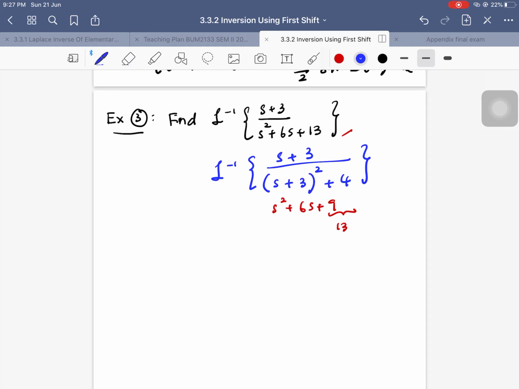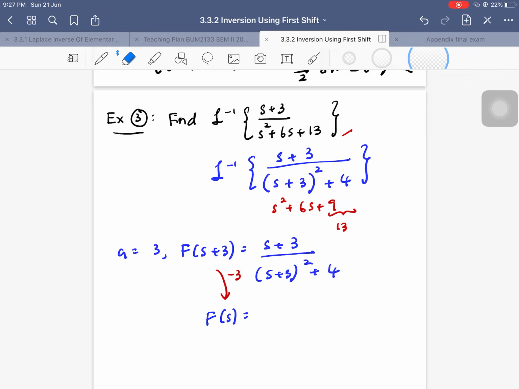Alright, so let's start with the calculation. First of all, I identify here my a value is going to equal 3. So my function f of s plus 3 is going to equal s plus 3 over s plus 3 squared plus 4. It's going to be very simple. And then I'll be converting this to a function f of s according to what we have seen before. So this is going to be s minus 3 the function, and there are going to be two places that I'm going to substitute, right there, top and bottom. And now both of them are going to be converted to s minus 3.